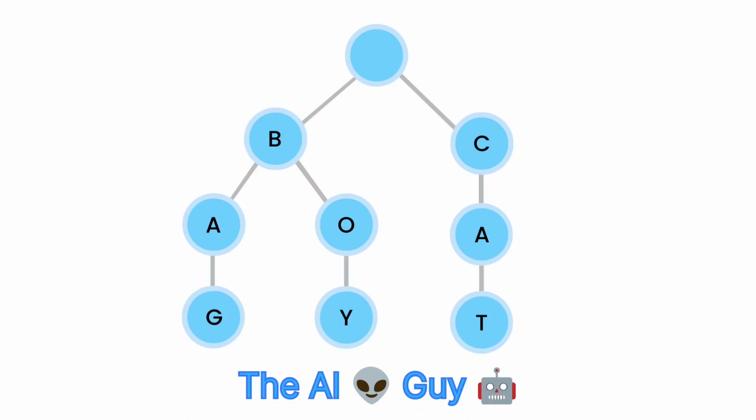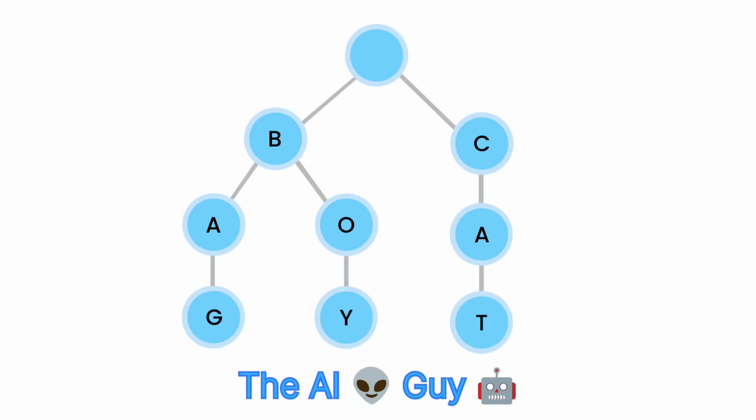What is the time complexity of this operation? We start from the root node. Does this node have B as a child? Sure it does, so we go to this child. Does this node have a child for A? Sure it does, so we go to this node and repeat. Does this node have a child for G? Yes, it does, and our search is complete.